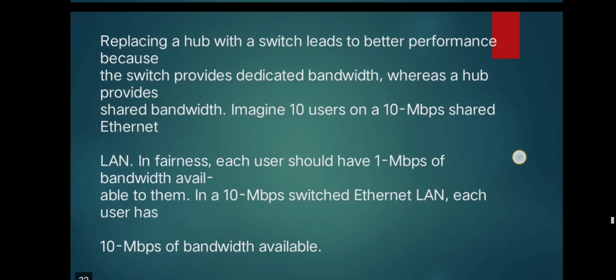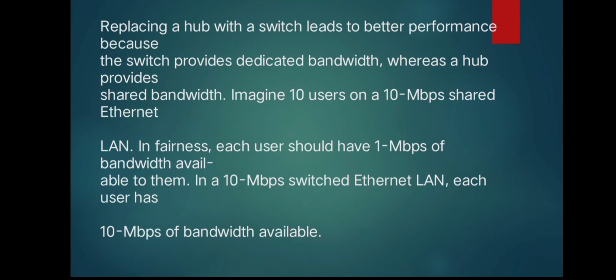Replacing a hub with a switch leads to better performance because the switch provides dedicated bandwidth, whereas a hub provides shared bandwidth. Imagine 10 users on a 10 Mbps shared Ethernet LAN or network. In fairness, each user should have 1 Mbps of bandwidth available to them. In a 10 Mbps switched Ethernet LAN, each user has 10 Mbps of bandwidth available.